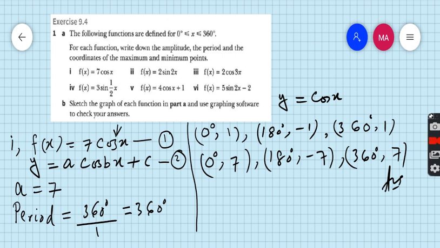I repeat again, how to find the maximum and minimum value. It depends on period and amplitude. Because the period is 360, it doesn't affect the angle. Angle is same, 0 degree, 180 degree, 360 degree. But amplitude is not 1. Therefore, we have to multiply each y value of the coordinate by 7. 7 ones are 7. 7 into minus 1 is minus 7, and 1 into 7 is 7. We will not go beyond 360 because the period is 360 degree. If period is other than 360 degree, then I will show you in other parts.